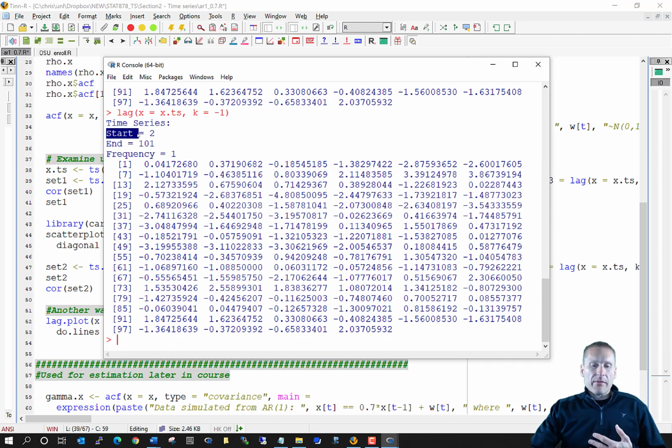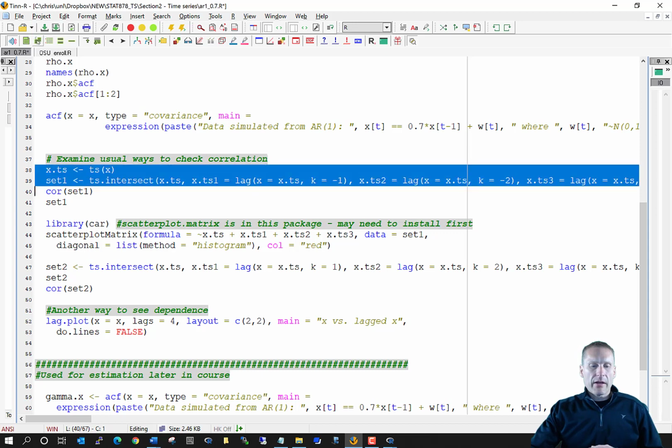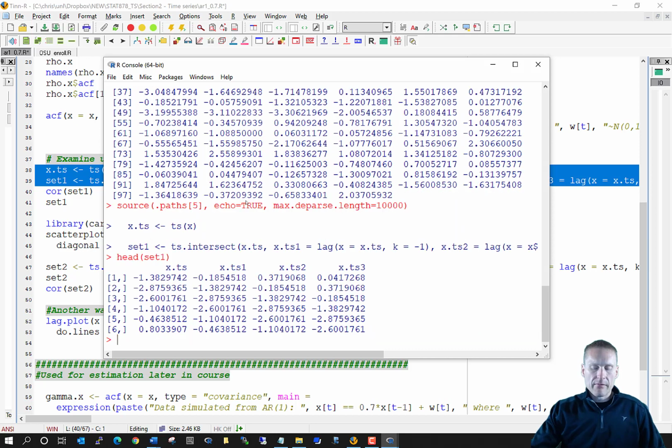Now, it says the series starts at time 2 and ends at 101. You might be thinking, well, wait a second here. You said you're shifting down 1 time period. You'll see why I said that shortly. Then I'm going to do for 2 time periods, and then for 3 time periods. Let me go ahead and put that all into set 1. We'll do a head of set 1. And this is what we get.